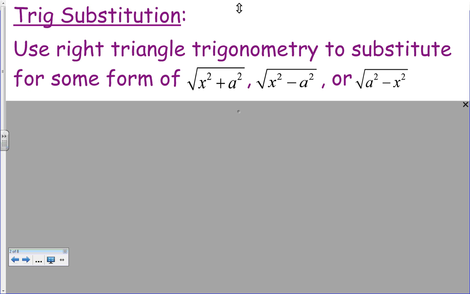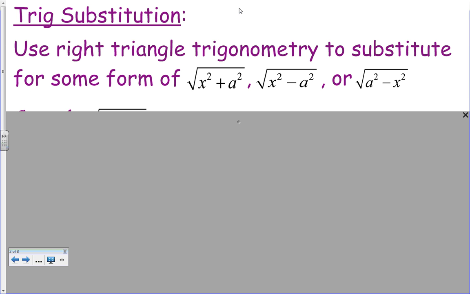First of all, a trig substitution means that you're going to use right triangle trigonometry to substitute for some form of the square root of x squared plus a squared, or the square root of x squared minus a squared, or it could be the square root of a squared minus x squared, where a is some constant. And when it says some form of that, it could be some power of this. So it could be that quantity squared or that quantity cubed. Of course, if you square a square root, then you don't even have a square root in there. It's just x squared plus a squared or whatever.